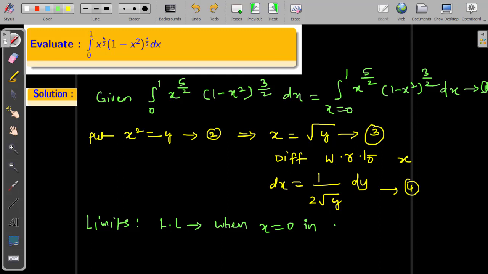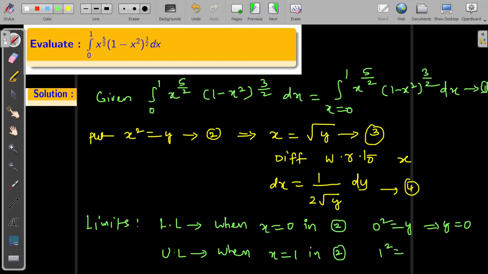Better we will substitute in 2 to find the corresponding y value, which means 0 square equal to y, which gives y equal to 0. After that, the upper limit is when x equal to 1 from equation 1 in 2, which means 1 square equal to y, which gives y equal to 1. Therefore the y limits are 0 to 1. After that, we need to substitute equation 2, equation 3, equation 4, and let us suppose this is equation number 5. So in equation number 1, substituting 2, 3, 4 and 5 in 1.